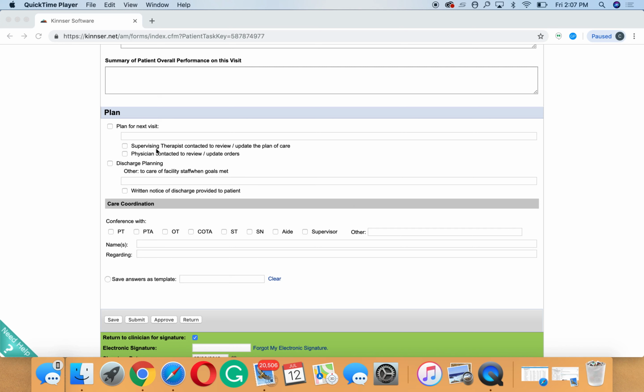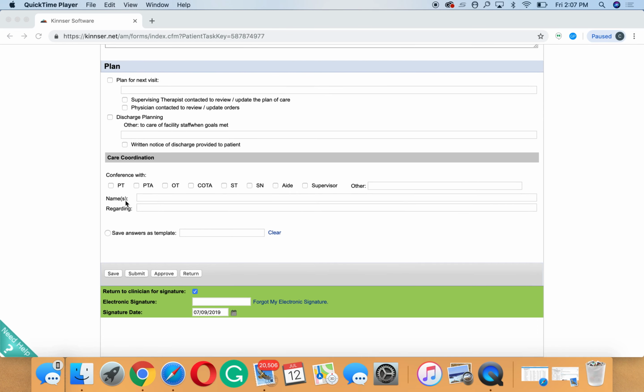Plan for next visit. It can't be continue plan of care. It can't be Therex. It can't be something vague like that. It has to be a particular thing that you want to work on. You want to work on a particular exercise for the purpose of improving ability for sit to stand, something like that. You're going to work on stepping into the tub independently using grab bars. Needs to be functional, and it needs to be specific.